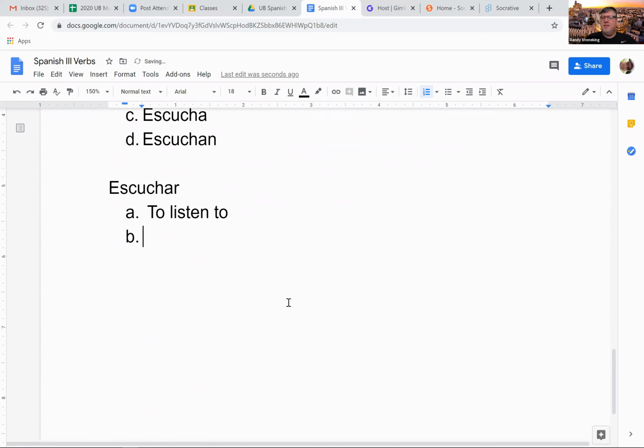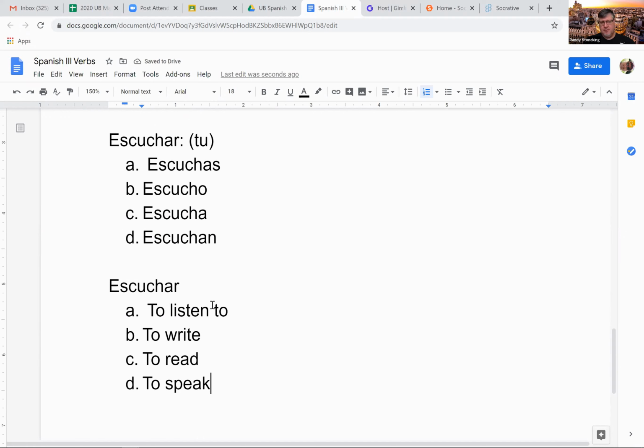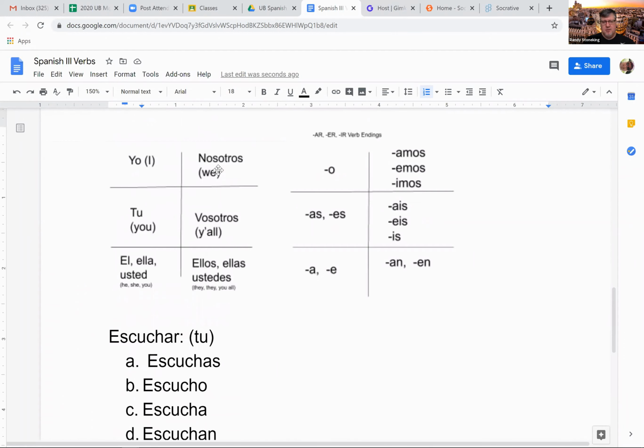Then I need three incorrect answers: to write, for example, or to read, or to speak. So one of those would be our correct answer, and the other three would be incorrect answers. Just a simple multiple choice question that people can answer. Okay? Leave your list up there so that you can see that and we can make these questions.